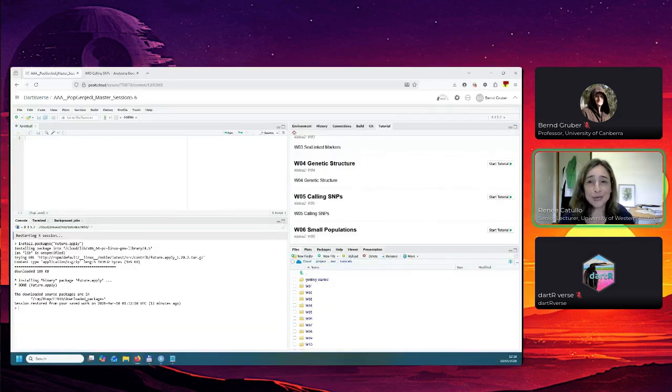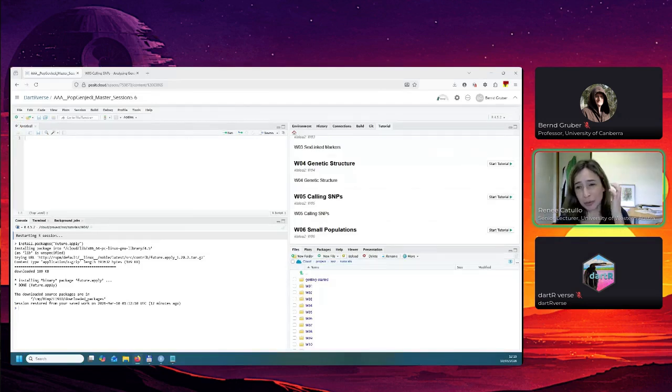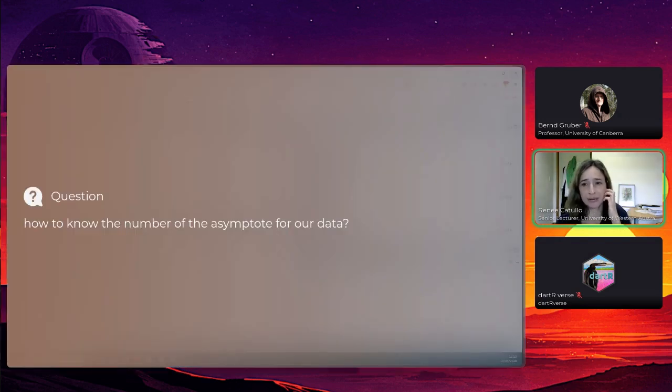And on that repeated question, how do you choose which individuals based on your uneven sampling? Do the same number multiple times and draw from your suite of samples to make sure you have that. How do you know the number of the asymptote for your data? You have to generate it by sampling over and over and over at different sizes. If everyone needs it, I have code that I've used with Antechinus to look for that kind of thing.